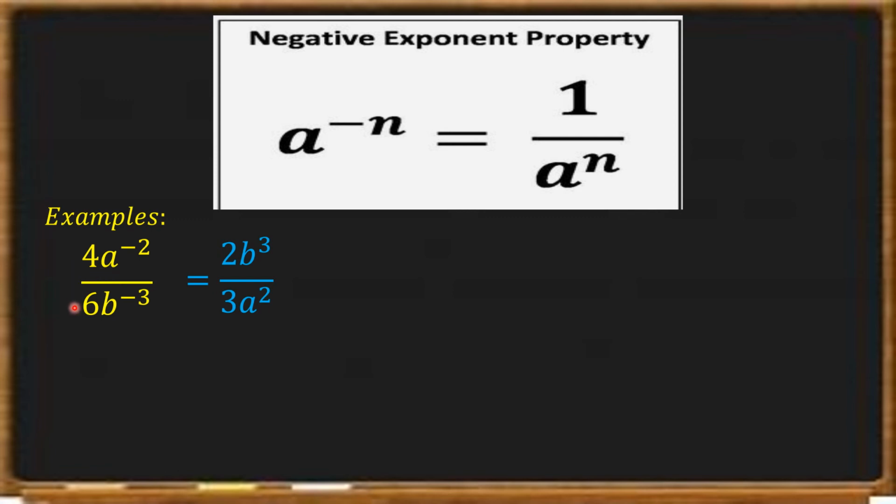Itong 4 tsaka 6, as is sila sa position nila, then pwede mong i-lowest term, kasi hindi sila kasali sa negative exponents. Okay, so ito na yon.